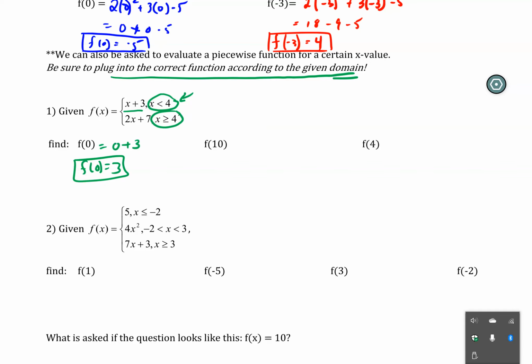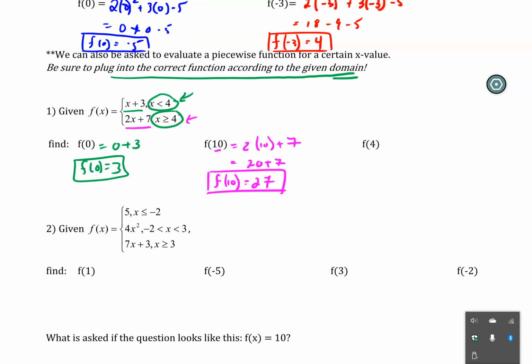If you look at 10, where is 10? 10 fits in this portion of the restricted domain. So now I'm looking at the bottom part. Now it would be 2 times 10 plus 7. So that's going to be 20 plus 7. So f of 10 is 27. That's where you have to be really, really careful: which portion are you going to plug it into?